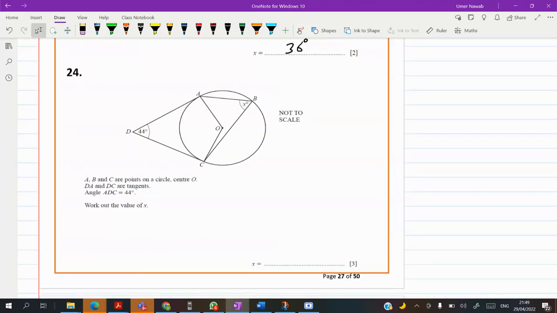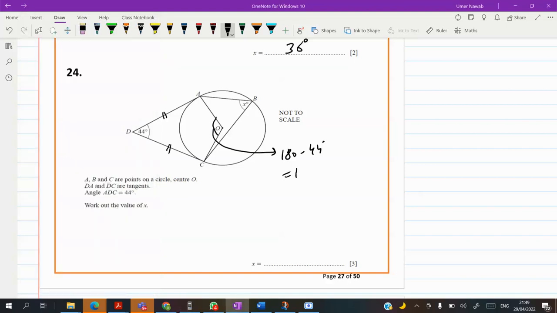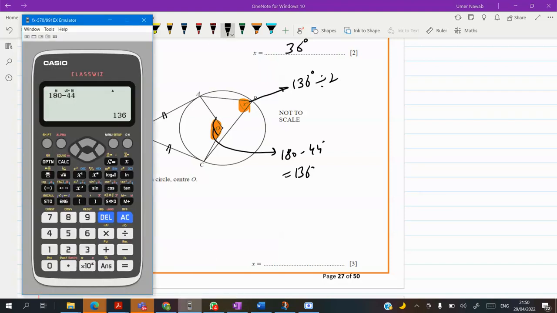Now next, you remember that, guys, these two angles are supplementary. Also this AD is equal to DC. The tangents have same length, and these opposite angles are supplementary. 180 minus 44 will give us 136. And then you remember that this angle and this angle, they have a special relationship. The x is half. X is half of 136, which is 68.